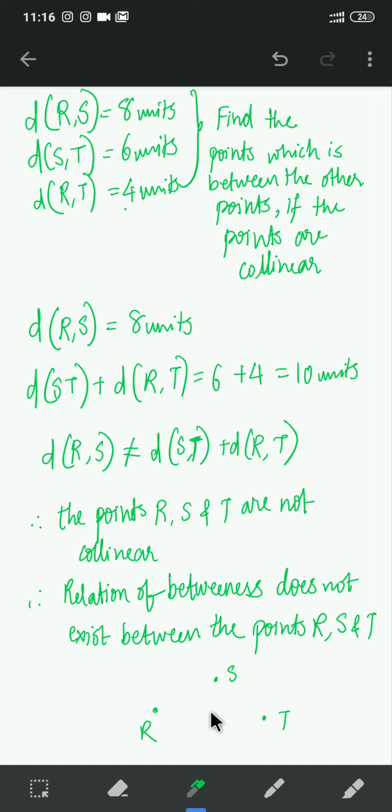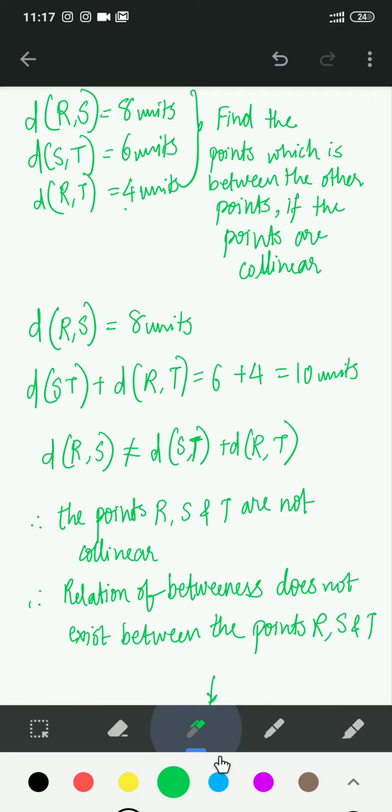Now suppose they had to lie in the same line like this. Let me erase this, draw a line and show it. So if I draw a line like this, suppose R, S, T were in the same line. Now, if they are in the same line, you can directly point out that S is in between R and T, correct? It's because they were in the same line.